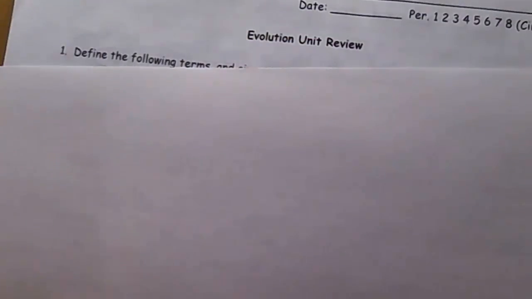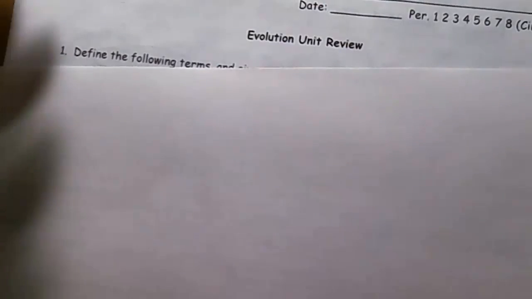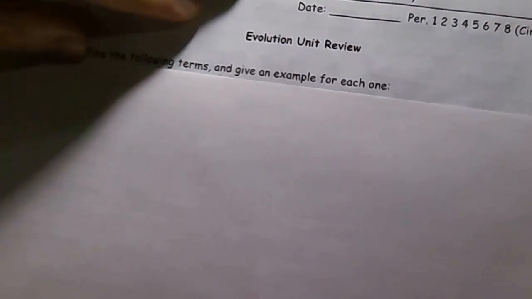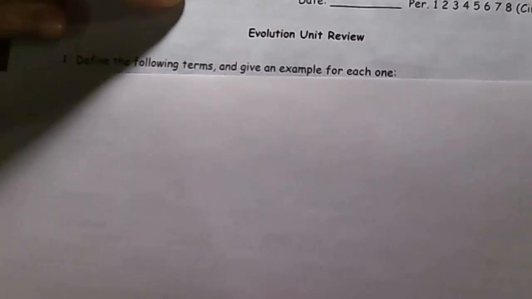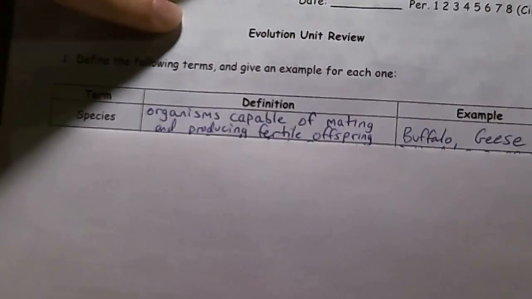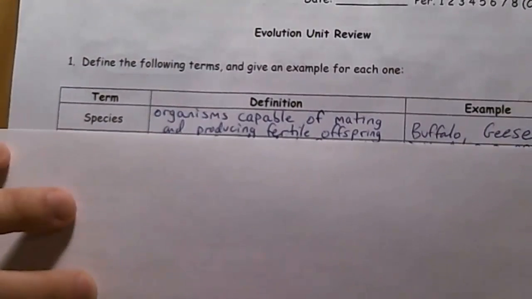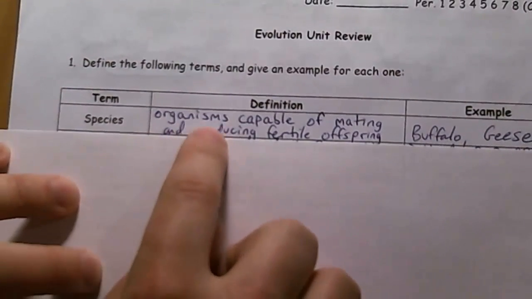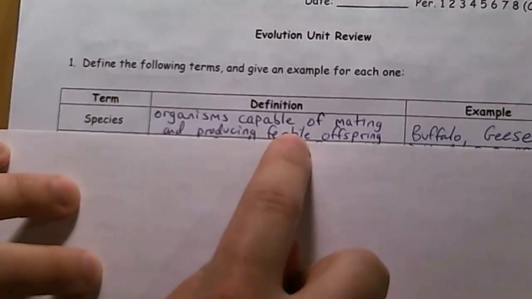It's amazing. All right, so now that my hands are nice and clean, let's work through some of these terms on our study guide. The first part here is all about fill in the boxes. The first thing is species. What is the definition of a species? That is organisms that are capable of mating and producing fertile offspring.